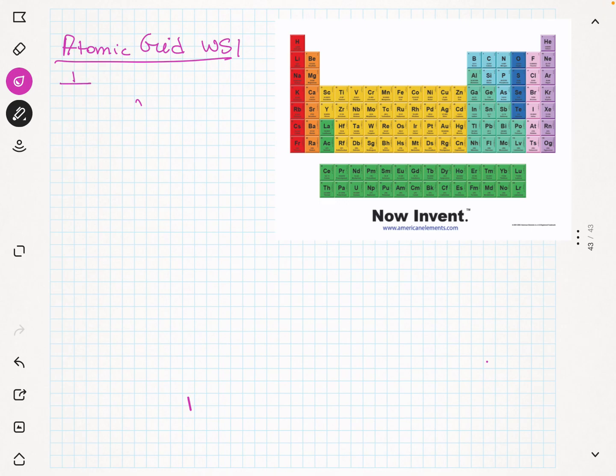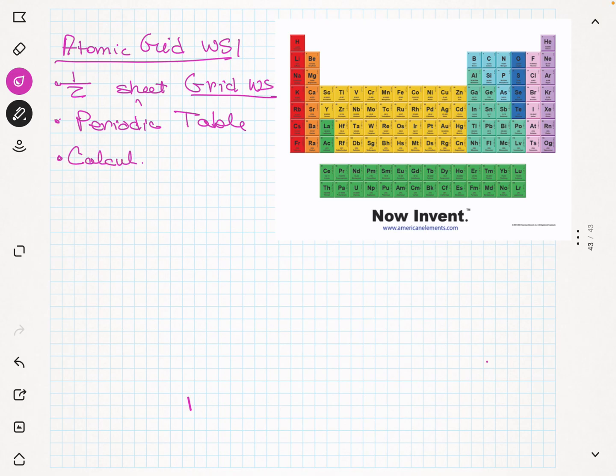So you have a half sheet grid worksheet. And in order to be successful today, you will need to have out your periodic table. Some of you might need a calculator. Your phone is not a calculator in my class.